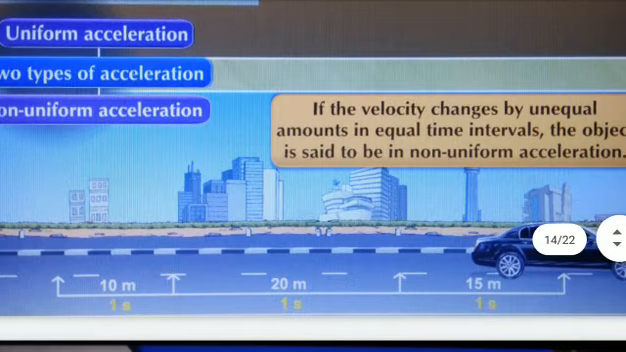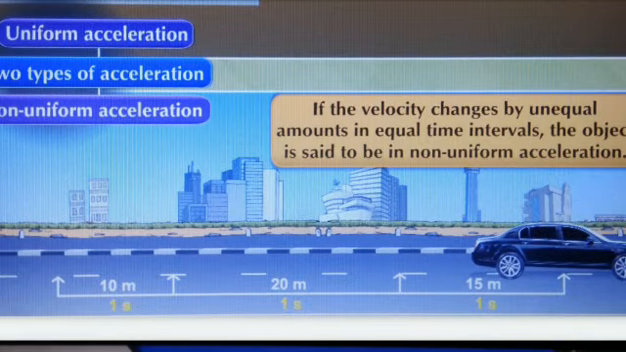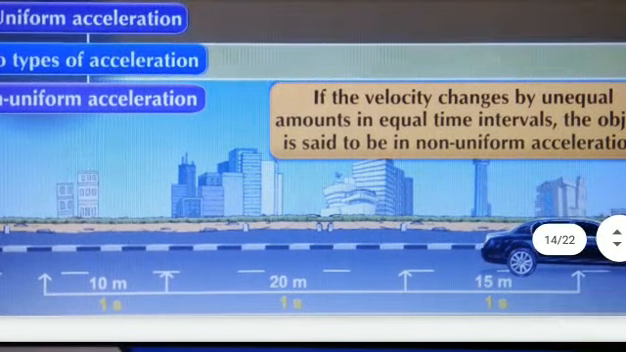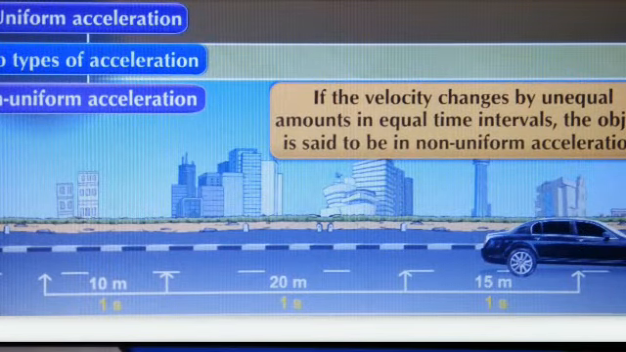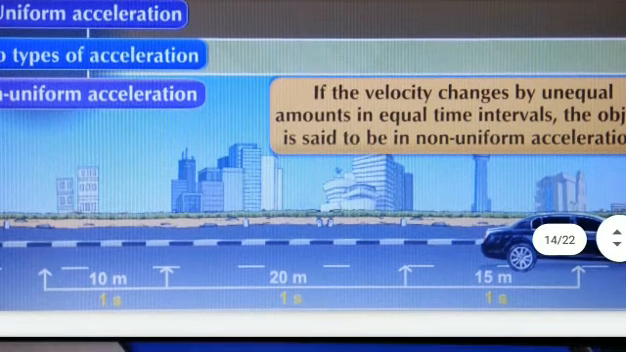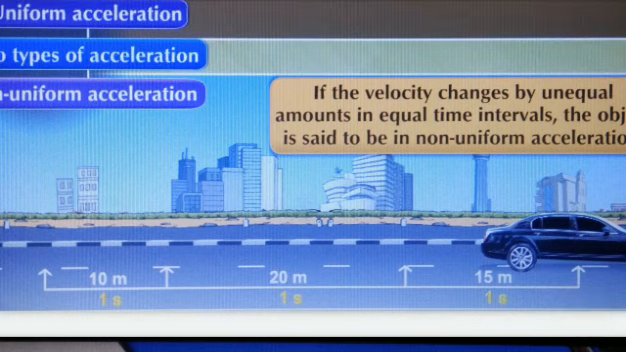In this figure, what is shown? A car is moving 10 meters in 1 second, 20 meters in 1 second, and 15 meters in 1 second. That is, it shows that velocity changes by unequal amounts in equal time intervals. In the first second, it covers 10 meters. In the next second, it covers 20 meters. And in another 1 second, it covers 15 meters.